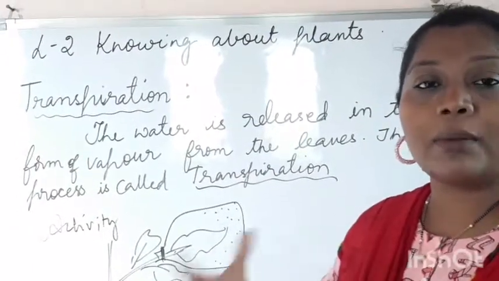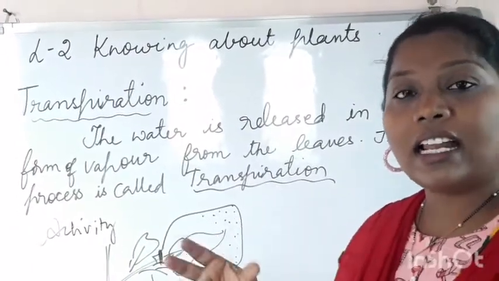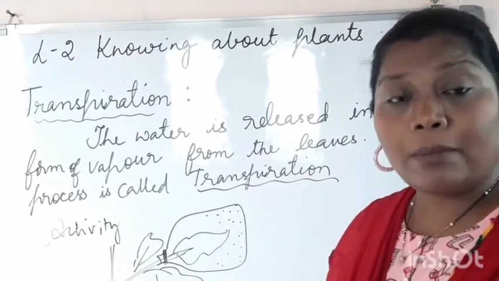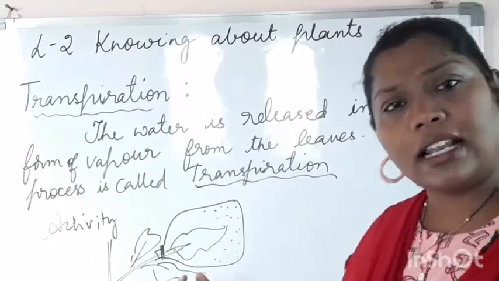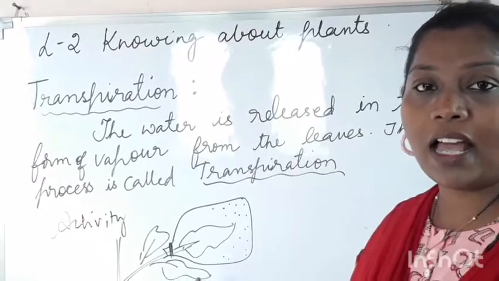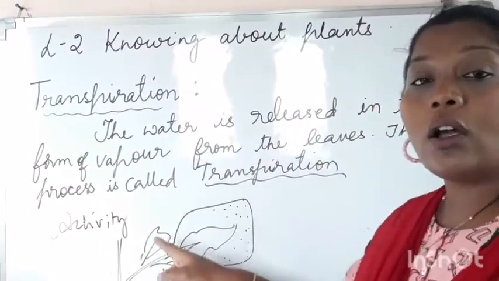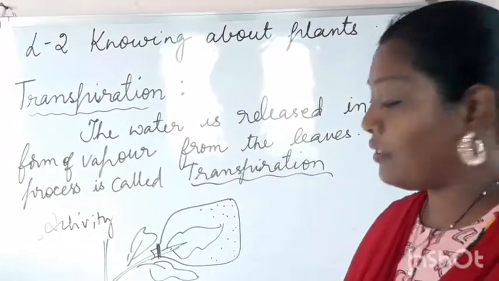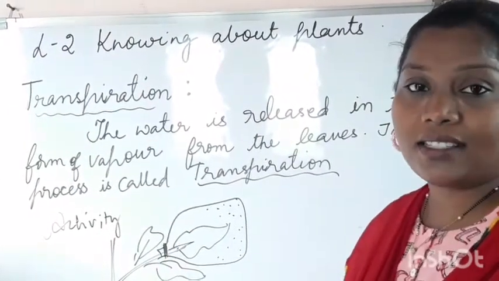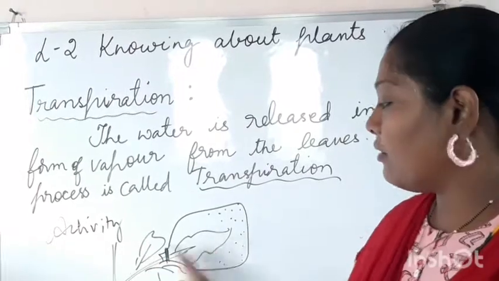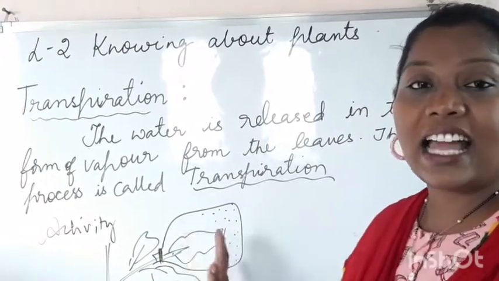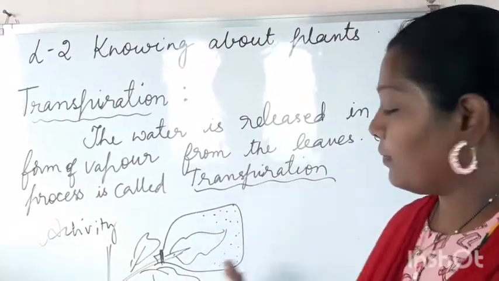If the plant contains small leaves, select a bunch of leaves. If the plant has bigger leaves, select at least one leaf from the plant. Nicely put the cover onto the leaf and put a rubber band like this, so that there will be no air exchange inside. Okay, very good.